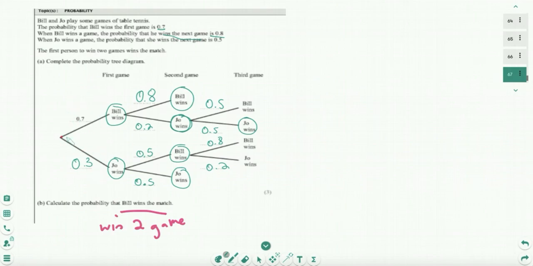Well, he can win and then win. So 0.7, 0.8. How do we combine them? We multiply them. So 0.7 times 0.8 is 0.56.